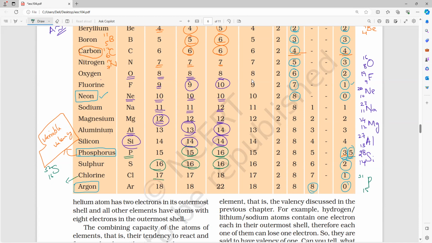Next, chlorine. 17 is the atomic number. So 17 and 18, that is 35. Only on the left-hand side you have to write the atomic number. Next, argon, atomic number 18, 18 plus 22, that is 40. Yes or no?